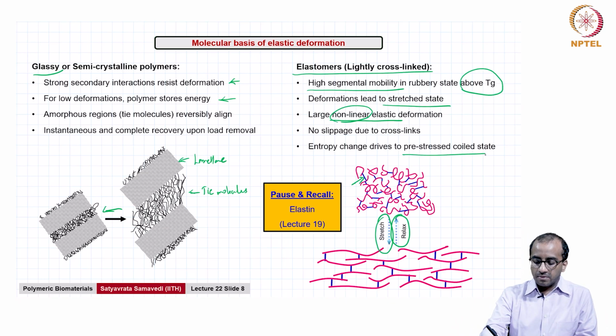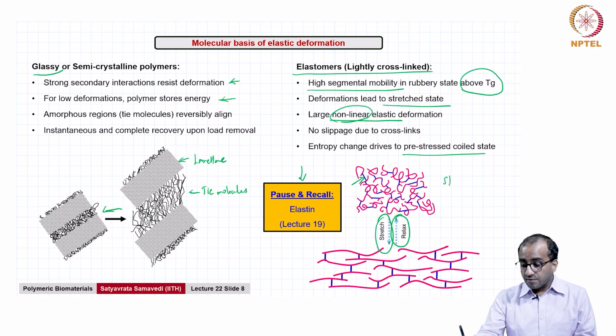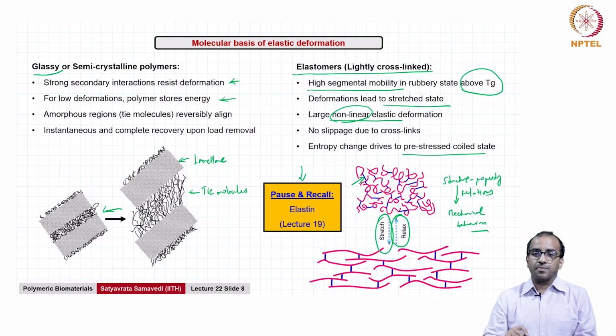And now would be a good time for you to recall our discussion about elastin in lecture 19, where we have looked at structure property relationships. We have actually seen what leads to these crosslinks, how they are cross-linked, and now we are connecting that structure property relation to mechanical behavior, or bulk mechanical behavior. So, that is the connection we are making here. So, that is the elastic response.